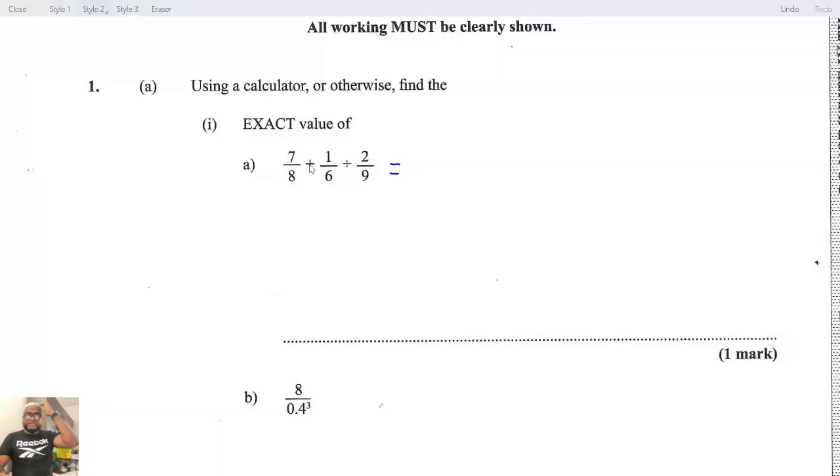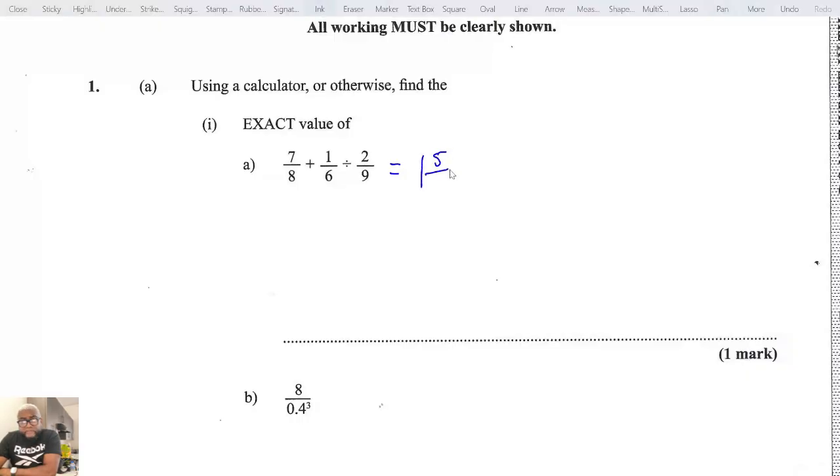Right, so 7 over 8, this is, as I said before, from June 2022. That's why you're heading up. 7 over 8 plus 1 over 6 divided by 2 over 9, straight on a calculator. Can someone give me the answer, please? Online, you can give it to her. Anybody get it?